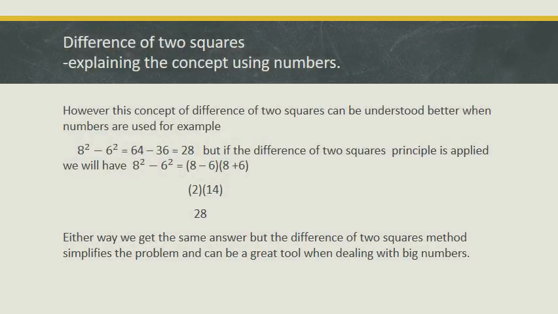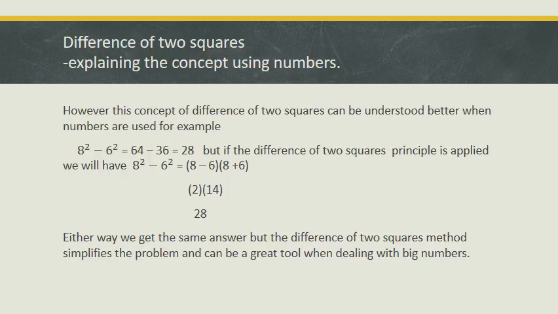However, this concept of difference of two squares can be understood better when numbers are used in place of x and y. So in this example, we have 8 squared minus 6 squared. And you know, if you do this by yourself, you might say 8 squared is 64 and 6 squared is 36. So 64 minus 36 gives you 28, which is right.